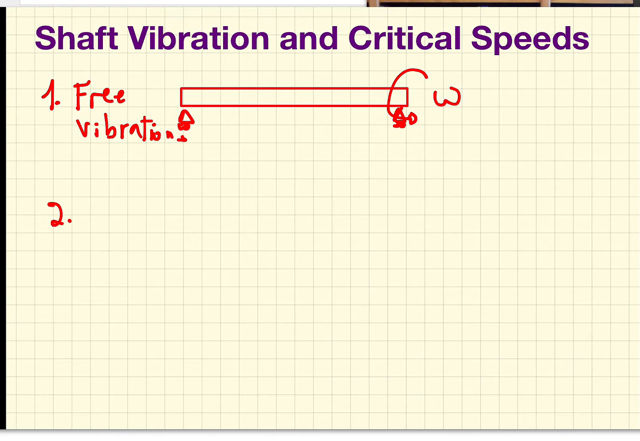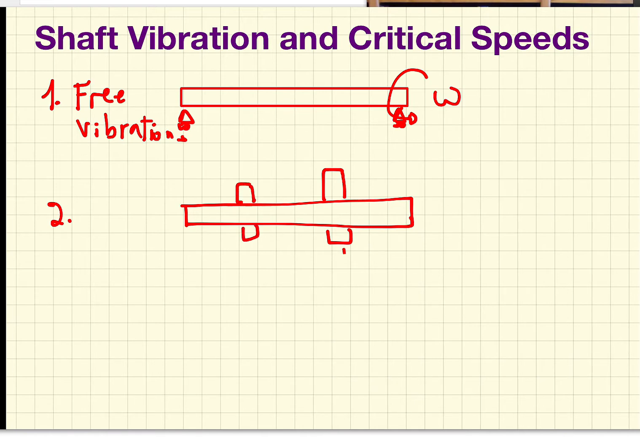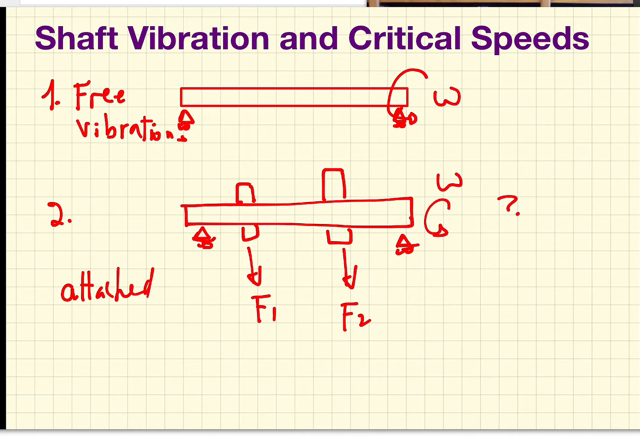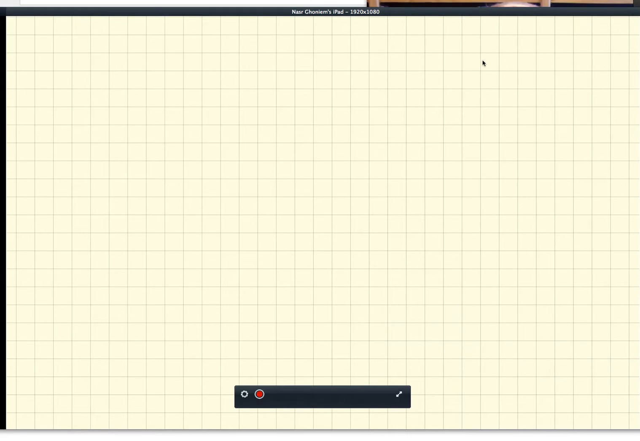And then case number two that we will study is the same shaft, but now we're going to look at the possibility of having different masses or different gears, and the gears can induce forces F1 and F2 on the shaft as it rotates, and therefore we are looking at what is the situation with this shaft. Here we will look at attached masses as well.